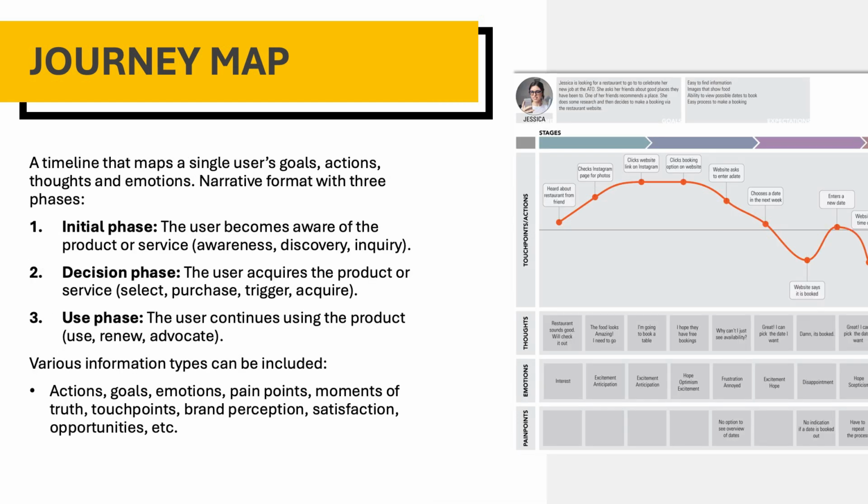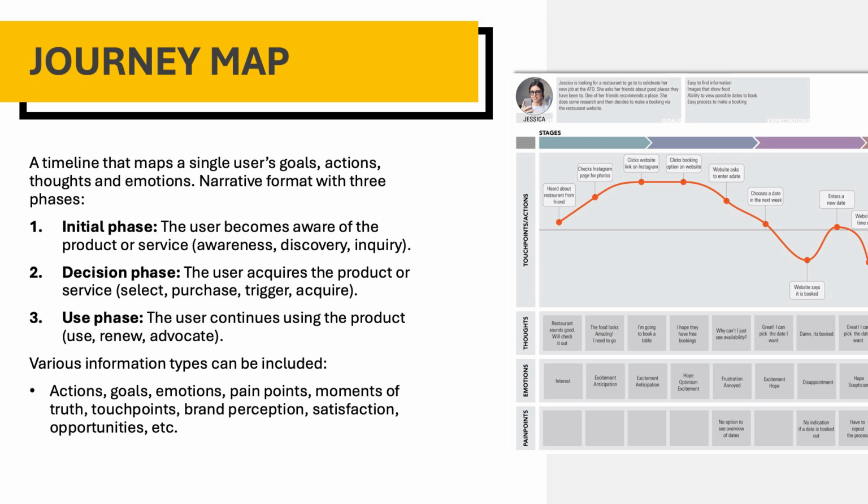The content of a journey map, like an experience map, is based around a chronological timeline that maps a single user's goals, actions, thoughts, and emotions. This is often in a narrative format with various phases. These 3 phases I have here are not necessarily prescriptive, but they can be a good place to start.